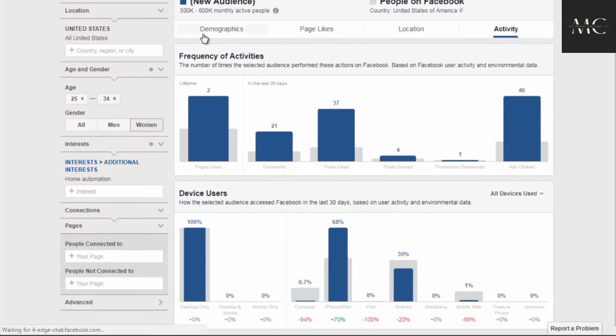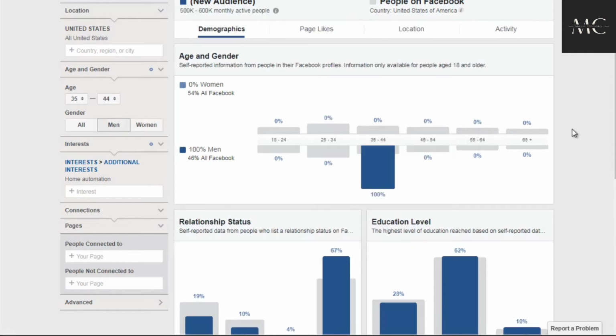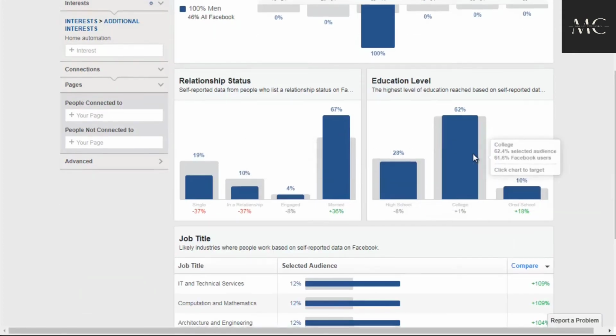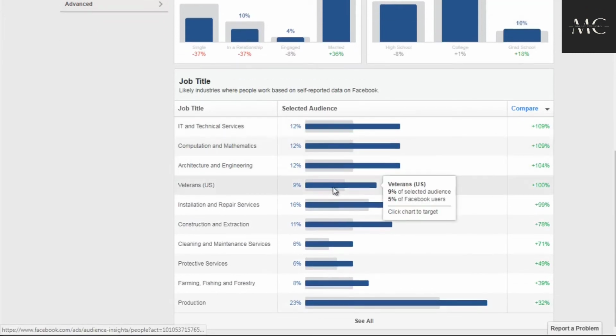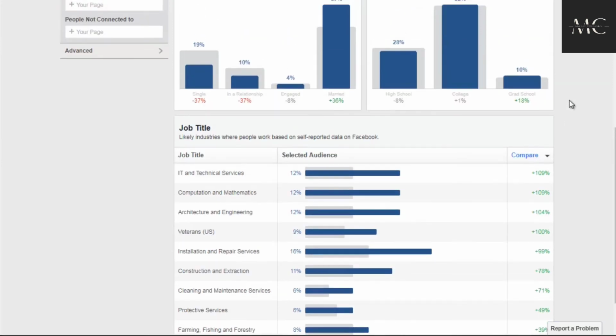If we go back to demographics, the nice thing about this is you can paint a picture for this particular demographic, but if you wanted to move on to, let's say, men ages 35 to 44, we click that with our mouse, and Facebook is going to give the data for that particular segment. So if we scroll down, we can see a lot of them are married. A lot of them have college degrees. There's IT, technical services, mathematics, engineering, veterans. So that's interesting because a lot of these men have jobs that are highly technical. And that makes sense. They are into home automation because they're highly technical.